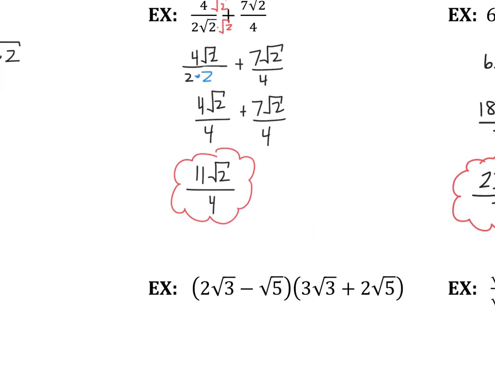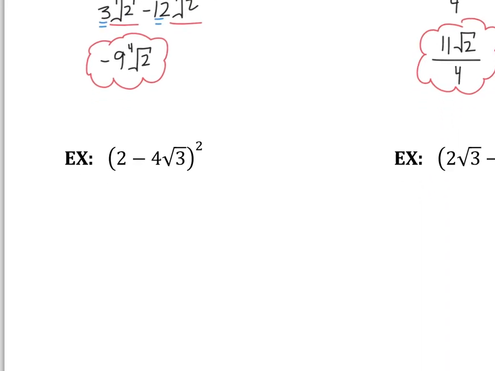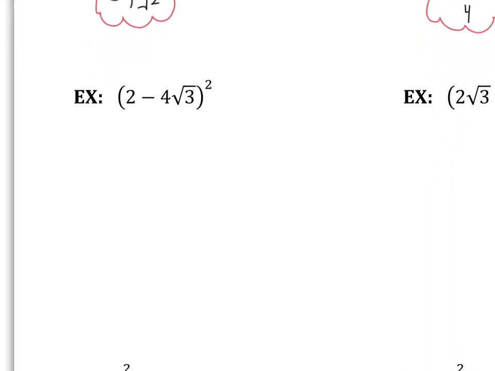Moving on to this next example here, where we are squaring a binomial. So the rules still apply. Squaring a binomial, we cannot distribute that power because of that subtraction sign. So we can rewrite this. Hopefully you recognize that's like saying 2 minus 4 root 3 times itself, 2 minus 4 root 3.